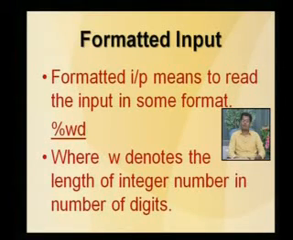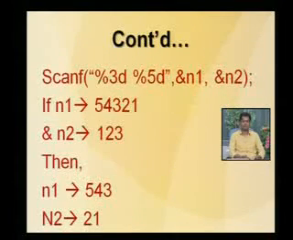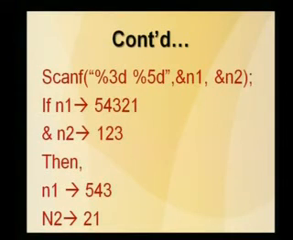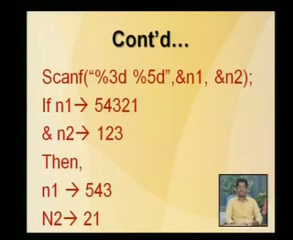Again the syntax is %wd. Here w is somewhat different from the previous case, the formatted output case. Here w indicates the length of the integer number in number of digits, while in the previous case w indicates the block size. See over here, scanf %3d %5d, then &n1 for the first variable and &n2 for the second variable.